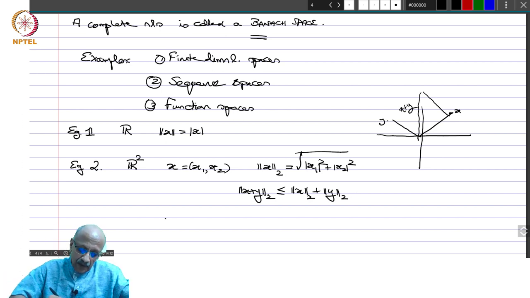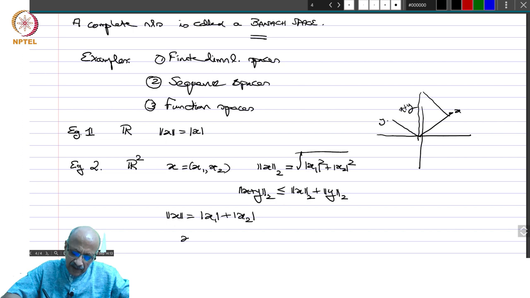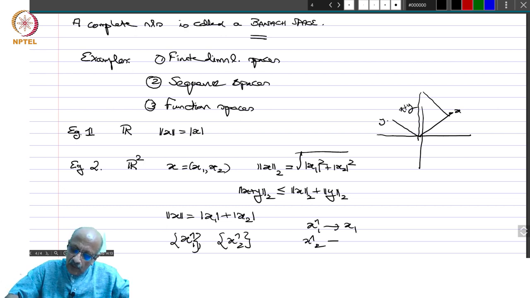We can give one more norm on R2, say norm x equals mod x1 plus mod x2. And in this case, it's even easier to check the triangle inequality because it just comes from the triangle inequality of the modulus. Now, in both these cases, if you took a Cauchy sequence xn, then xn1, the sequence of first coordinates, will also be a Cauchy sequence. xn2, the sequence of second coordinates, will also be a Cauchy sequence. Therefore, xn1 will converge to some x1, xn2 will converge to some x2, and we denote that x equals x1, x2.